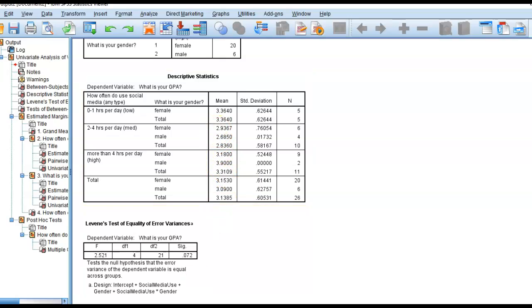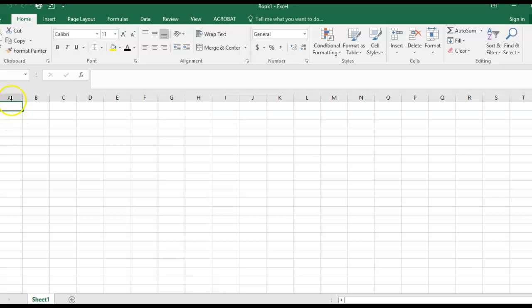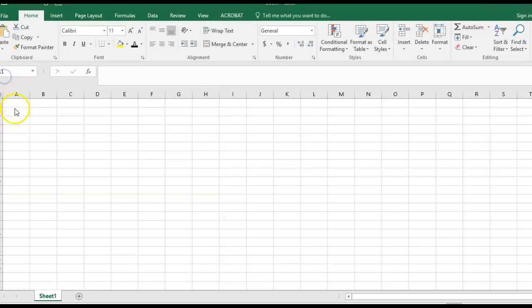How am I going to do that? Well, I go to Excel and I open up a new spreadsheet. I want to start here in A2, and I want to put male, female as my two groups. Actually, I want to double check that.